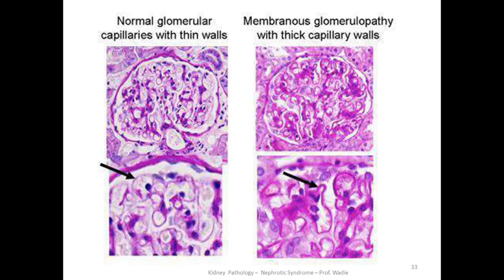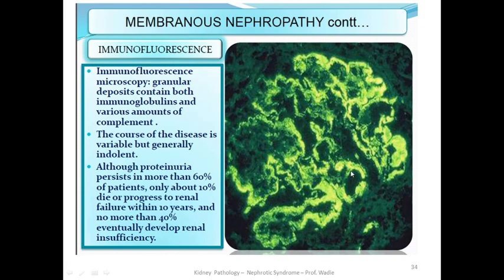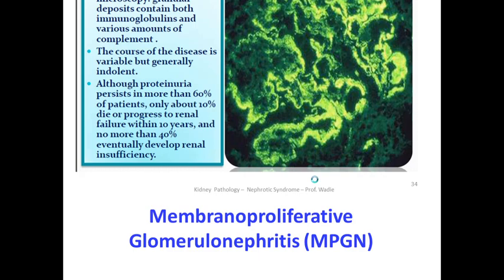Another picture, this is a normal glomerulus, and this is a glomerulus with membranous glomerulopathy, and you can see the deposits of the immune complexes here. In electron microscopy, as you may anticipate, there is a granular pattern of deposition due to immune complex deposition in the basement membrane.